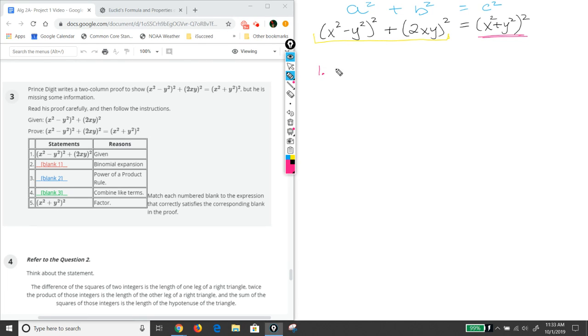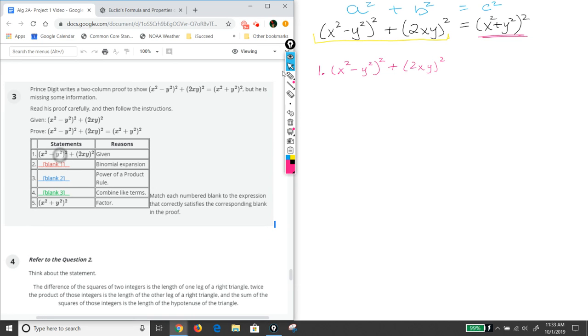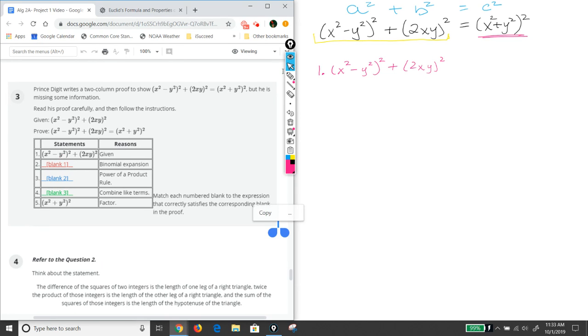So number 1, we are taking (x squared minus y squared) quantity squared, plus 2 times xy squared. That's our given information. So what we're doing now is going from our given information, and we're starting to simplify and manipulate it in some way. So how did he manipulate the left hand? He used the binomial expansion. Well, okay, so let's see if we can figure that out.